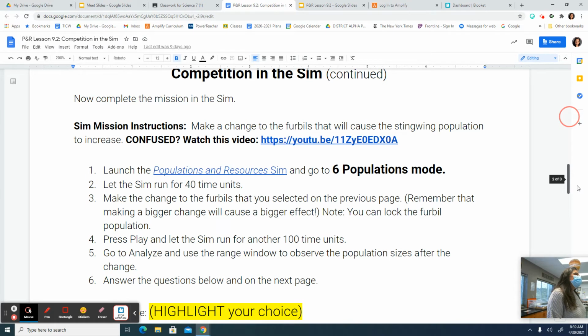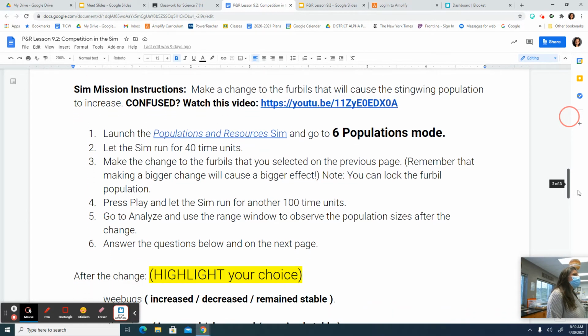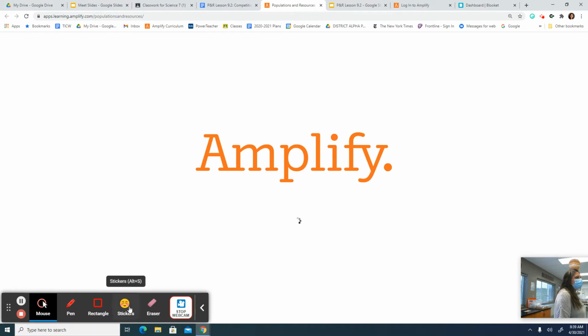Now complete the mission in the sim. Make a change to the furbills that will cause the stingwing population to increase. There is a video there for you to watch if you're finishing this up at home. So I'm going to go ahead and launch my sim, and then it says to go to the 6 population mode.